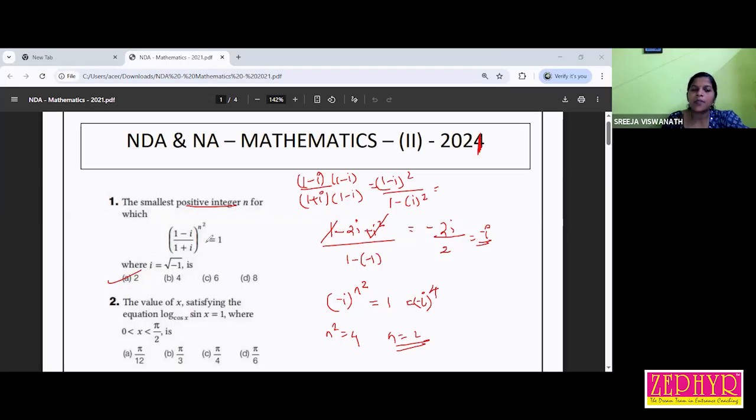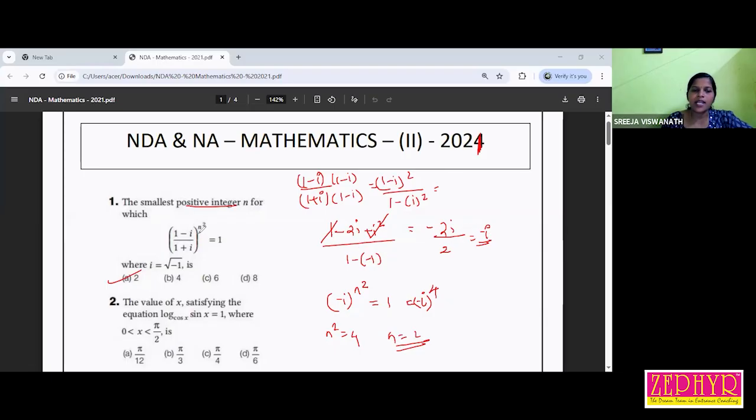Just solving. 1 minus i by 1 plus i. First we have to solve. That means we have to multiply with its conjugate on numerator and denominator. Conjugate means, for the denominator 1 plus i, the conjugate is 1 minus i. And we get (1 minus i) the whole square on the numerator, and the denominator is in the form of (a plus b) into (a minus b), that is a square minus b square. So using the identity (a minus b) the whole square, 1 minus 2i plus i square divided by 1 minus of minus 1. That is we get minus i.